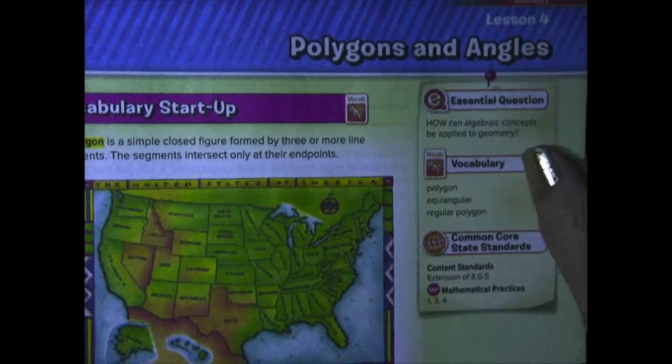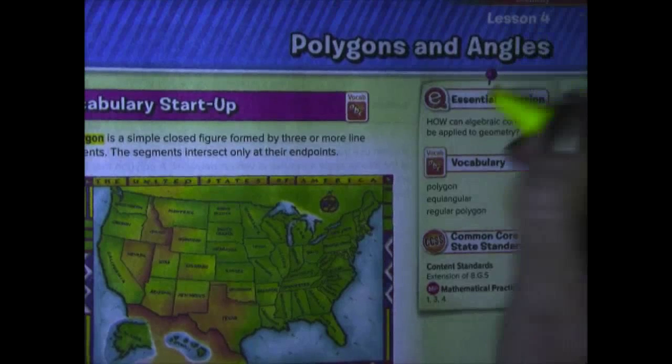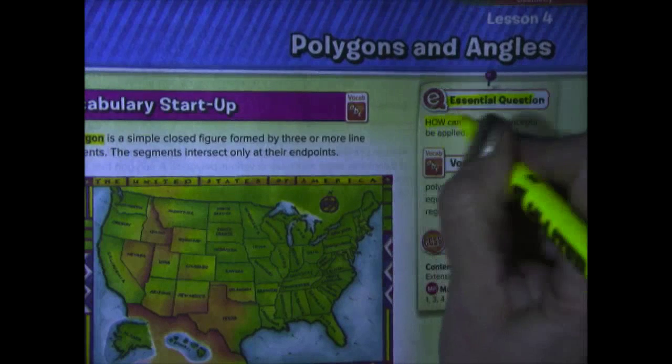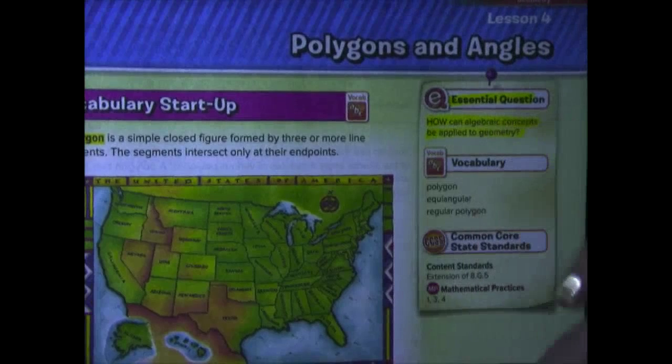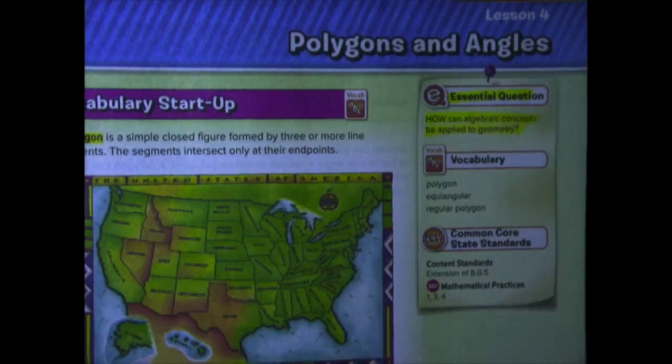Let's begin Chapter 5, Lesson 4, Polygons and Angles. Again, let's take a look at our essential question. How can algebraic concepts be applied to geometry? By now, you've probably figured out that even though we're talking about geometry, we're solving lots of algebraic equations in order to get our answers.